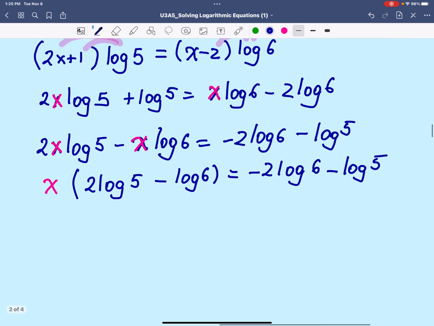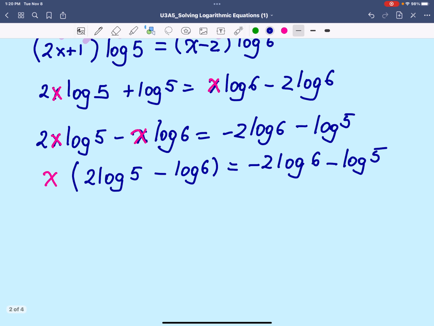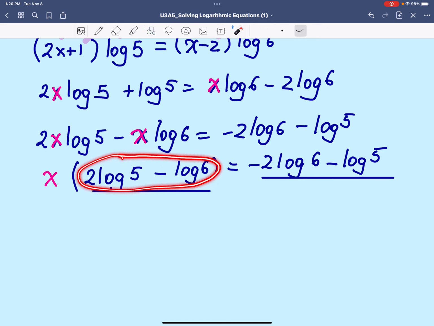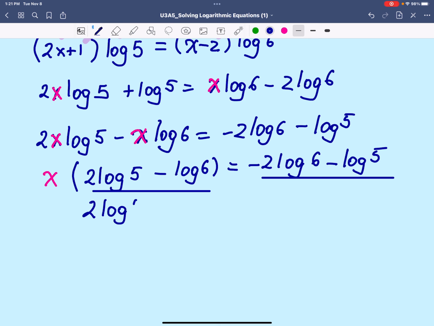Okay. And lastly, we have to divide both sides by the coefficient of x. Now we have quite an interesting coefficient here for x. It's a numerical expression if you think about it, because it contains only numbers. And I know that log can make things a little bit uncomfortable, but remember, it's just a number. It's just another way of expressing a number. So we'll divide both sides by 2 log 5 minus log 6.